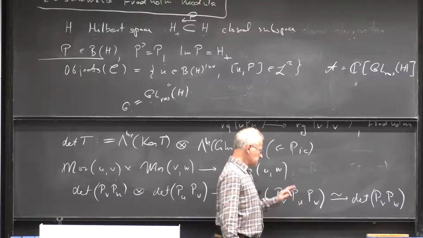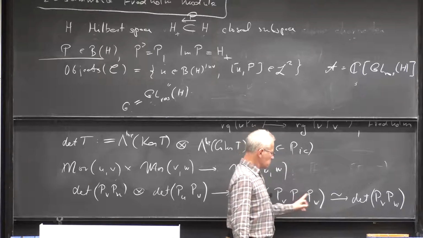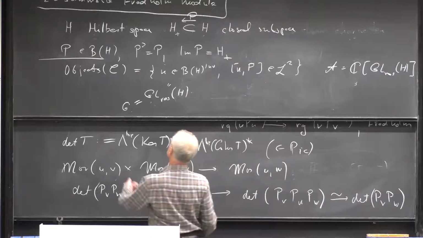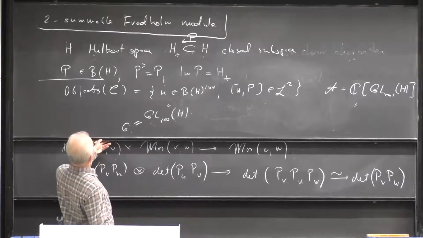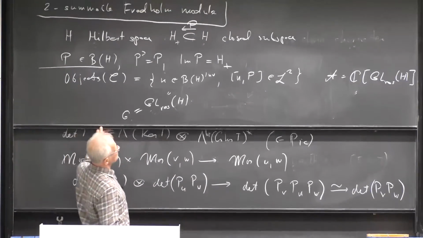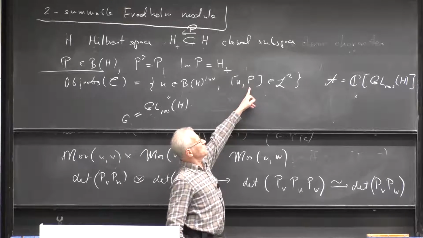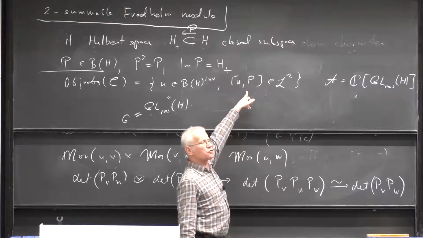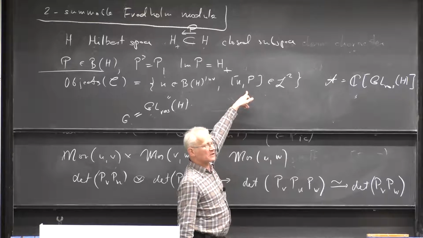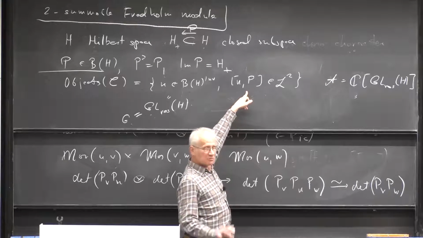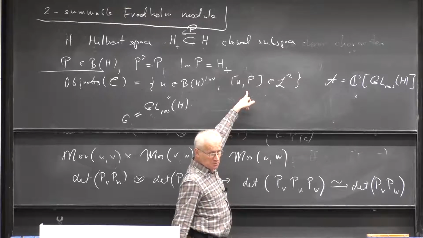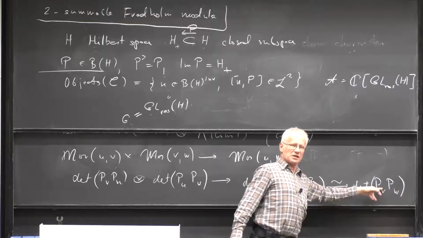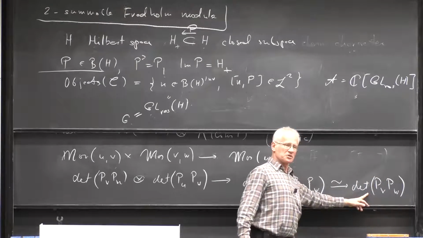It's actually an exercise to check that the difference between this operator and this operator is trace class. It does involve our assumption that the commutator of U and P was L2. So the difference actually does involve a product of two such commutators. Okay? It doesn't on the face of it, but if you use the fact that P is idempotent, it does. So the difference between those two is trace class, so there is a canonical isomorphism here.